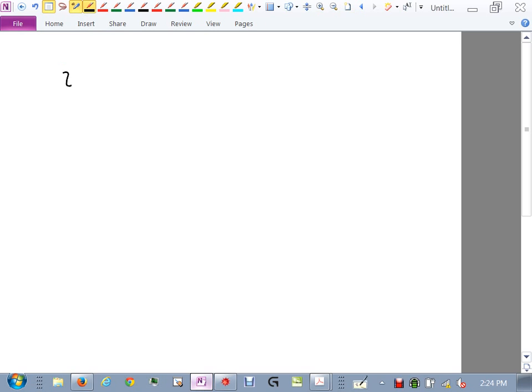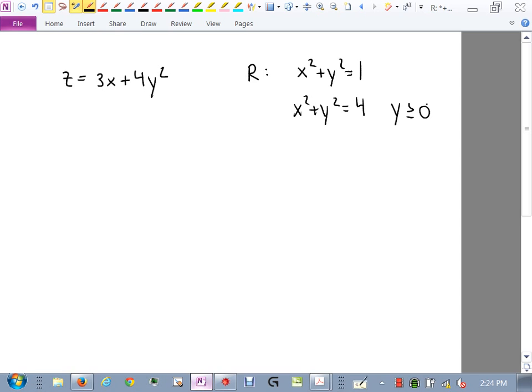All right, so we have z equals 3x plus 4y squared. The region that we have is the one bounded by x squared plus y squared is 1, and x squared plus y squared is 4. And we say y is greater than or equal to 0. So let's work on the region first. Let's try and draw it.